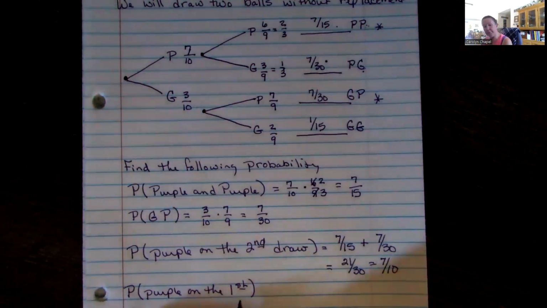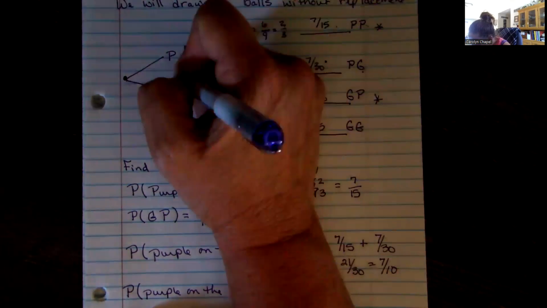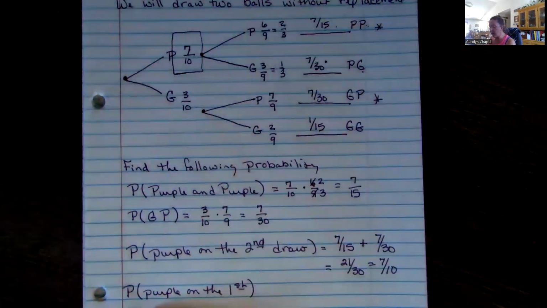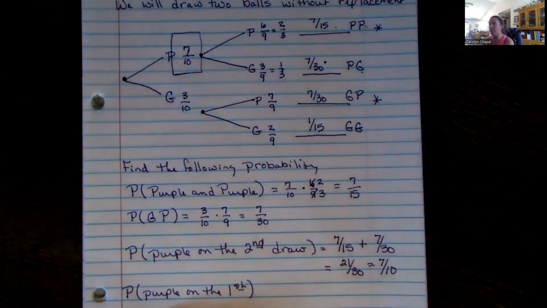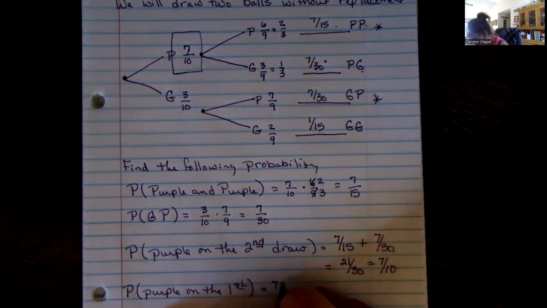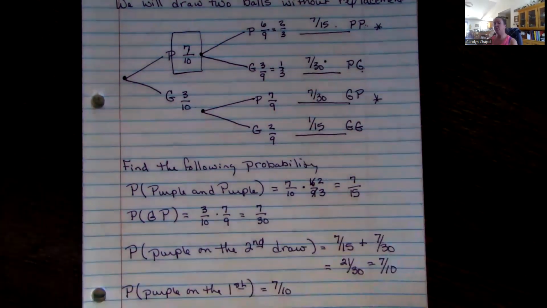But also that probability is sitting right there. Because it doesn't matter what happens after, I just want to know what's the probability of getting a purple on that first ball. Well, that's going to be my 7 out of 10. So sometimes don't try to overthink these situations. Kind of back up a little bit, look at what's going on, and see if you can figure out the big picture.